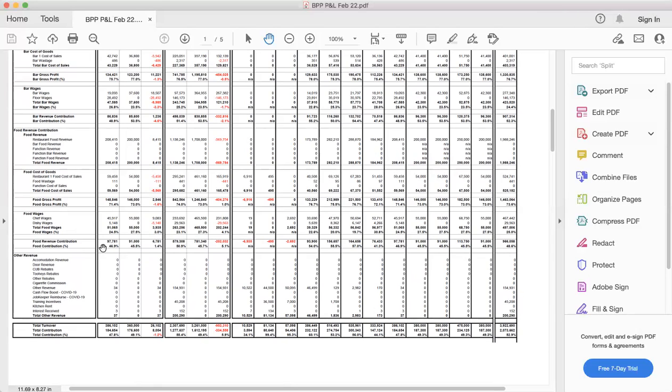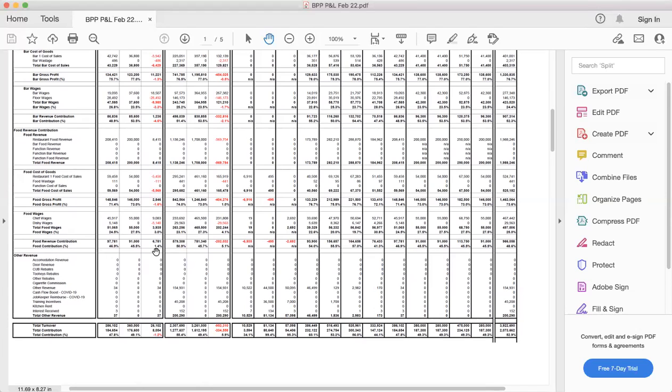When we look then at food revenue contribution, as we did with bev before, we're looking at the total food revenue minus our cost of goods minus our food wages. In this case, out of the $208,415 that we received, we're walking away with $97,781 against a budget of $91,000. So you can see as a percentage, that's 46.9%. So for every dollar we're receiving, we're walking away with 46.9 cents. So we're up on budget by 1.4%.